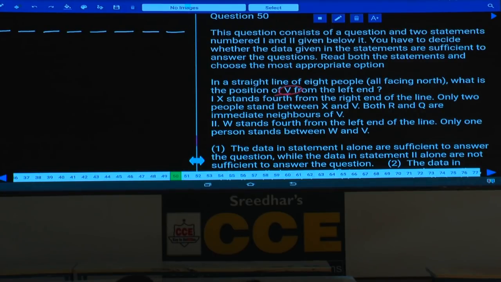Tell me here. X stands fourth from the right hand of the line. Only 2 people between X and V. Only 2 people between X and V means V can be here. Then what is the other possibility? 3, 4, 5, 6, 7, 8. Now X is here. Only 2 people between X and V. Isn't it? 2 possibilities. And X stands fourth from the right hand of the line.